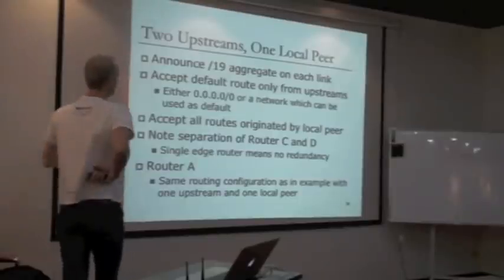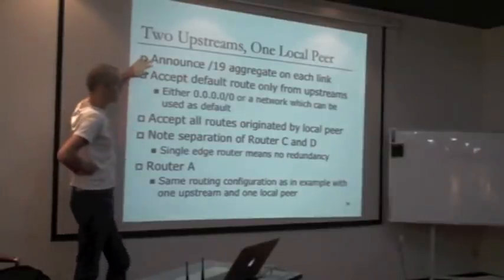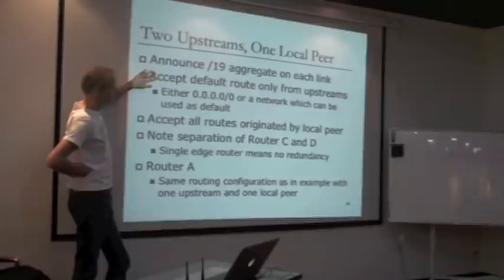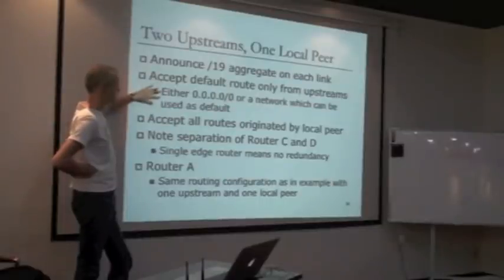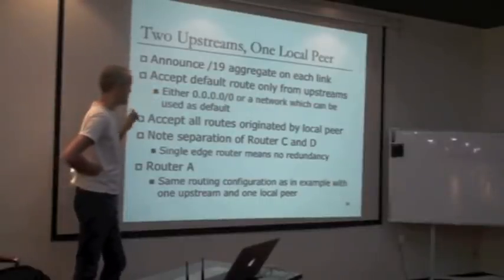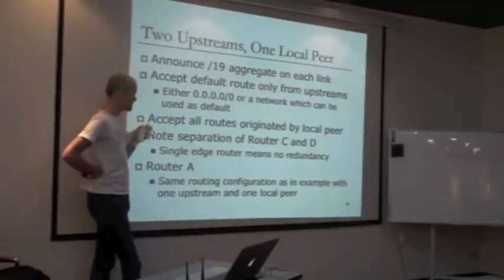To do it, we announce the aggregate on each link. Accept the default route only from upstreams. This is what we did yesterday. We accept the default, so either network 0 or something else. Accept routes originated by local peer.